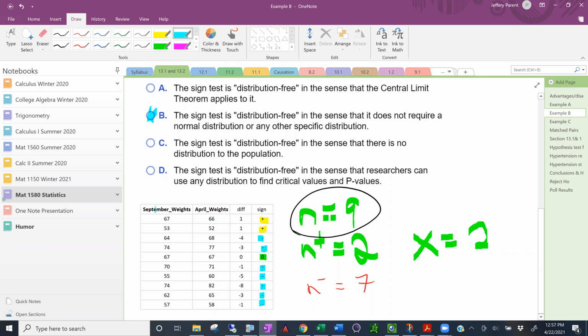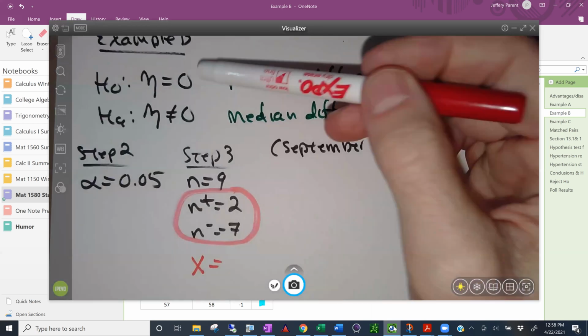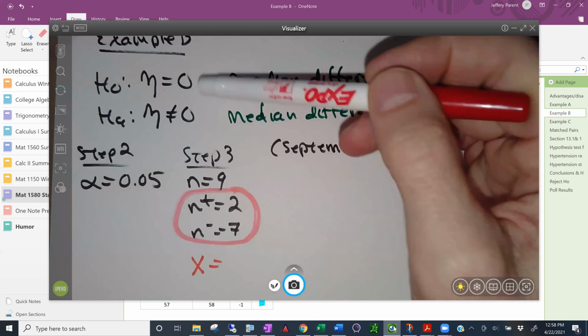So we're going to test whether or not there's a difference between September and April weights by using the sign test. When we subtract those two and get a difference, we're not going to look at the magnitude of that difference. What we're going to look at is the sign of that difference and test whether or not the difference tends to be in the middle. That is, half the time you're above zero, half the time you're below zero, or is there a preponderance of one or the other? So essentially, we're going to test this hypothesis that the median difference is zero versus the median difference is something other than zero.